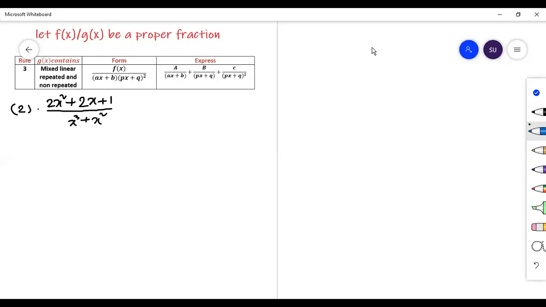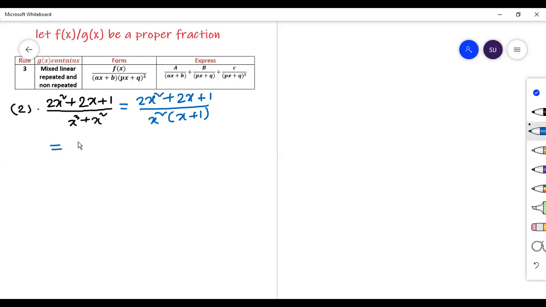Next question, resolve into partial fractions: 2x square plus 2x plus 1 by x cube plus x square. Now, to resolve, it is not in the direct form, like g of x is not in the factors form. So let us rewrite the denominator: if I take x square common, now I can write x plus 1. Now it is x square, that means x is 2 times and the other factor is x plus 1.